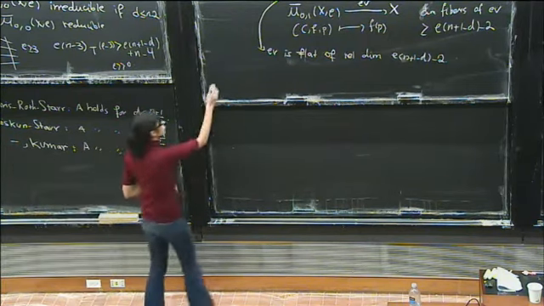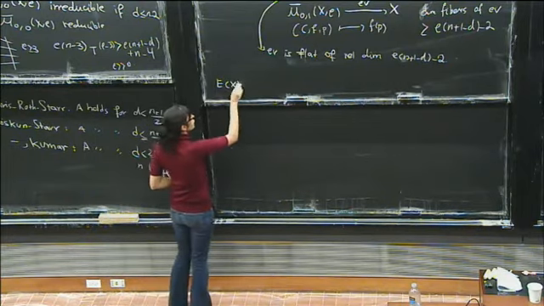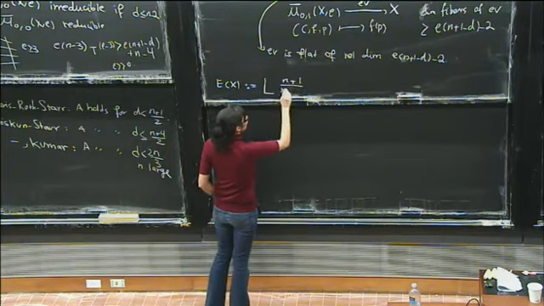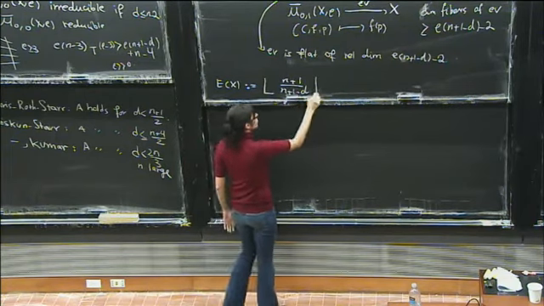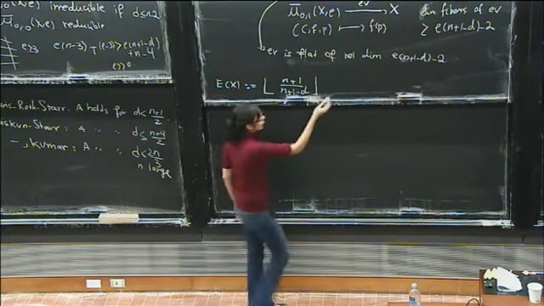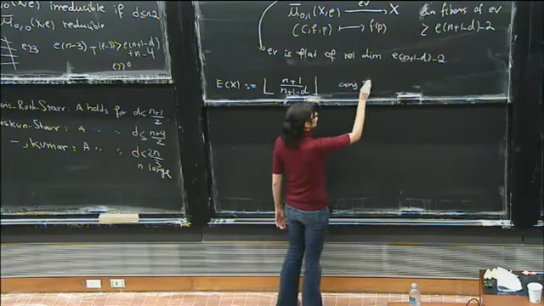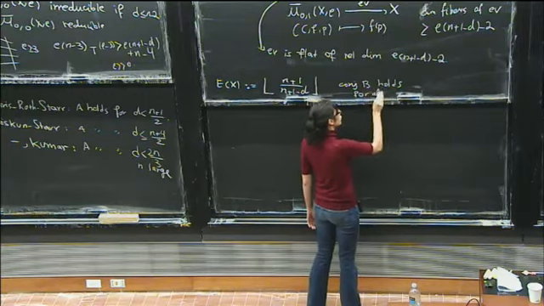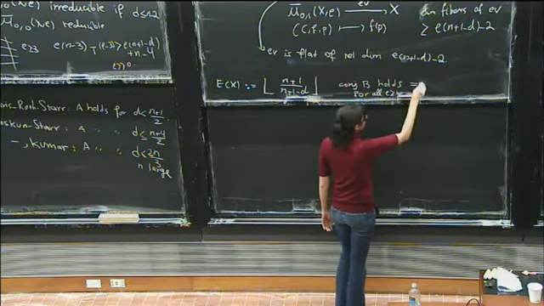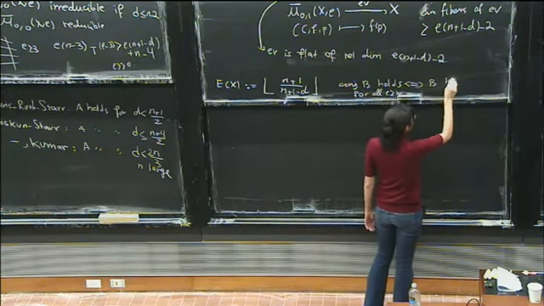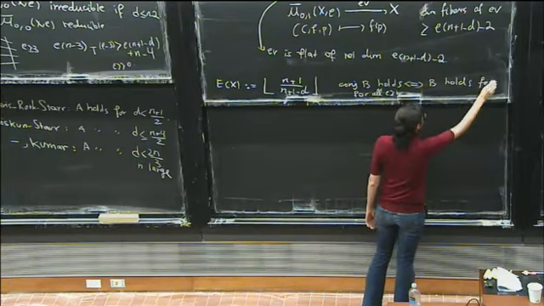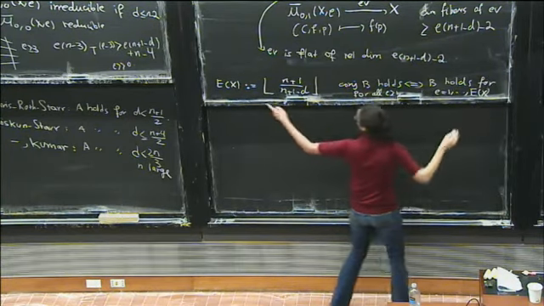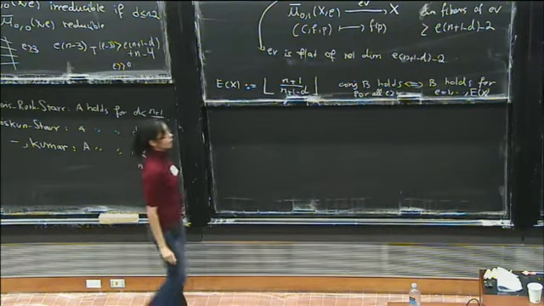So if I denote by E(X) the integer part of (m+1)/(m+1-d), then it is not difficult to show that conjecture B holds for all E if and only if it holds for E less than or equal to this number, which I call the threshold degree of X.